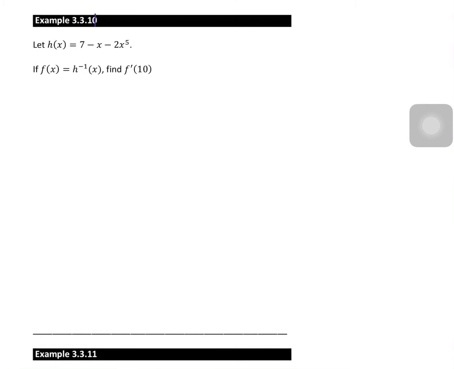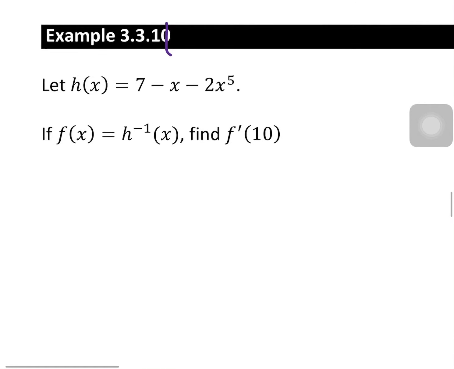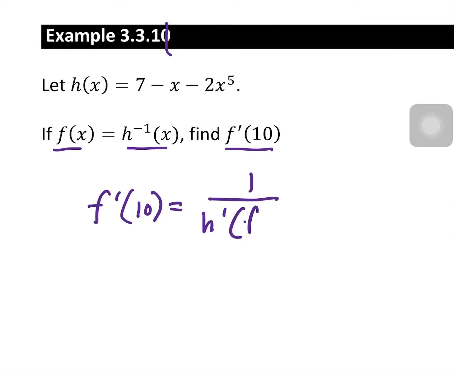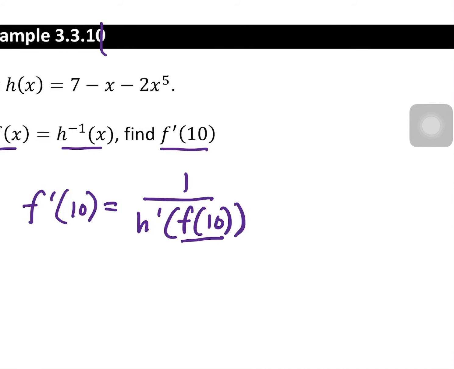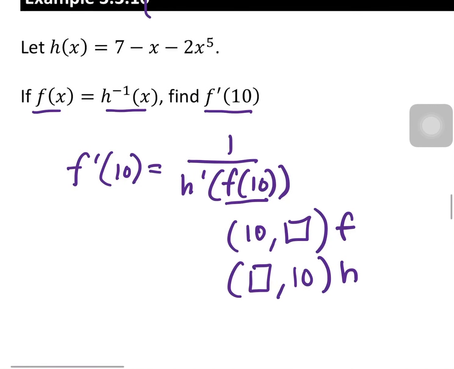Let's do the next one. Let h be equal to 7 minus x minus 2x to the 5th. If f is the inverse of h, find f prime of 10. Well, f prime of 10 would equal 1 over h prime of f of 10. Now, like I mentioned, since f is the inverse of h, when I put 10 into f, I'm going to get something. And then on the original function h, it would have been when you put in something, you get 10. So I'm going to take this original expression and set it equal to 10.